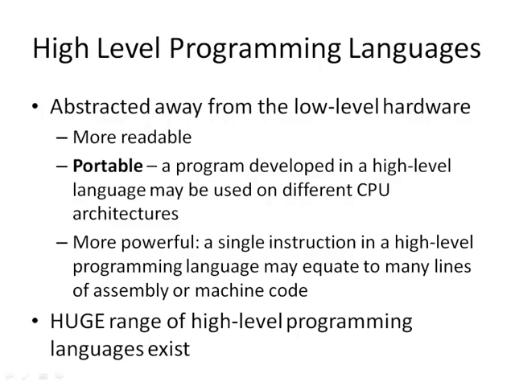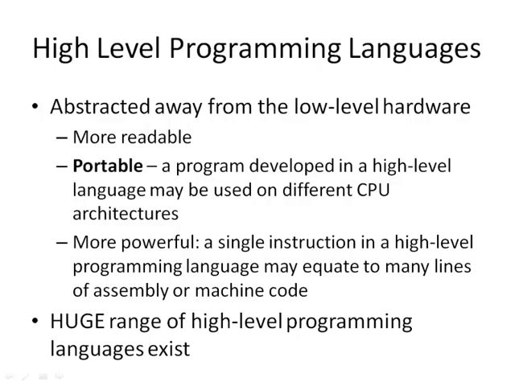Instead, high-level programming languages are what are used to generate the vast majority of code that is out there. Now, these are abstracted away from the low-level hardware to make the code more readable and more portable. So if you use a programming language like C or C++, you could write the program once, and in principle you should be able to compile that to run the same program on different computers that have different types of CPU in them. And they're also more powerful in that a single instruction in a high-level programming language may equate to many lines of assembly or machine code. So a routine that's got maybe half a dozen lines of code in C++ might equate to something like 60 or more lines of assembly or machine code instructions.